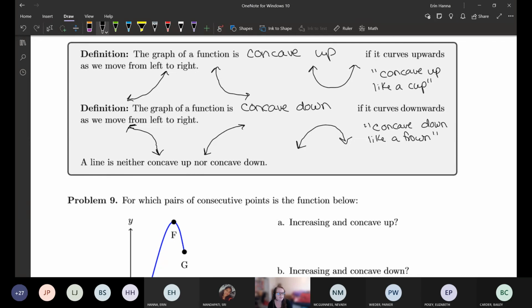Anyway, a straight line is neither concave up nor concave down. So if it's a straight line, it doesn't have any concavity to it. It has to have some type of curve to be concave up or concave down. So on Wednesday, we will actually go through these two problems on concavity, but we're running out of time today.